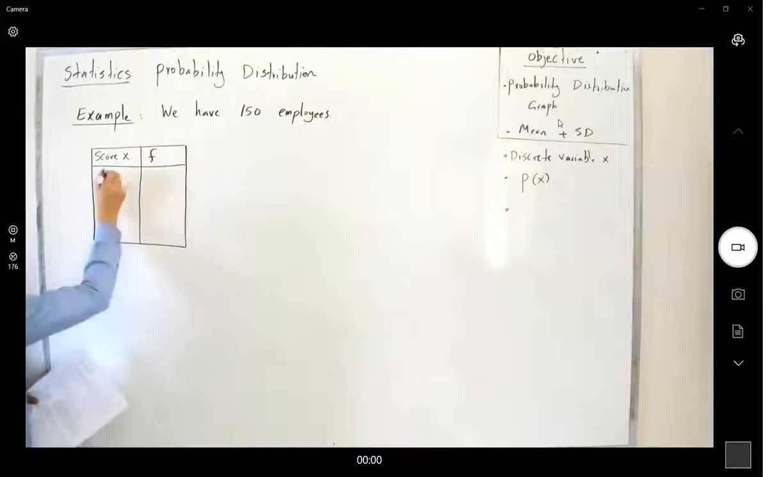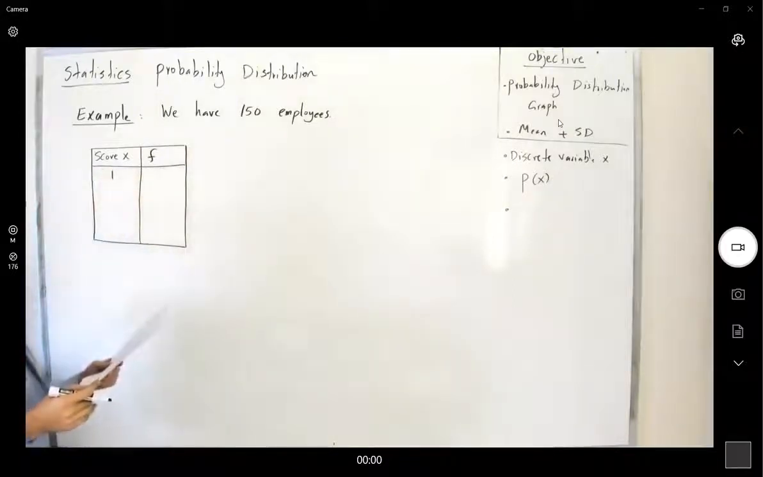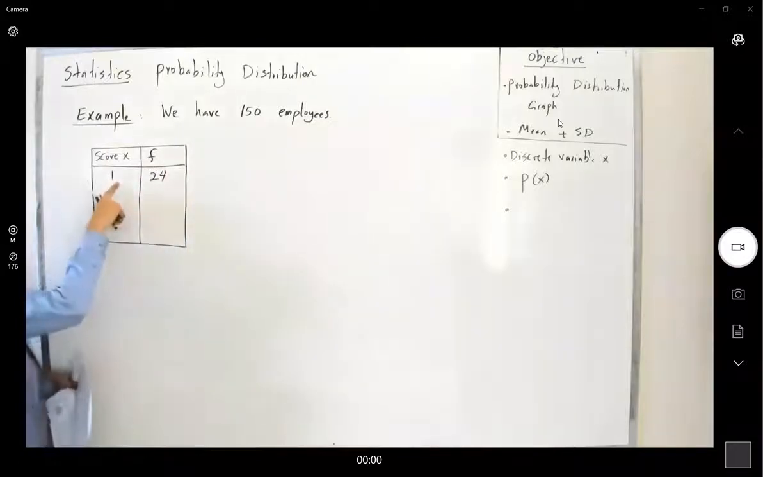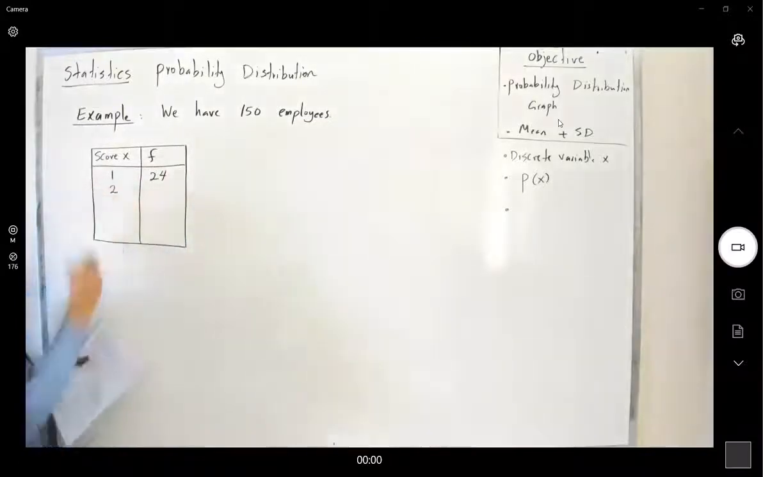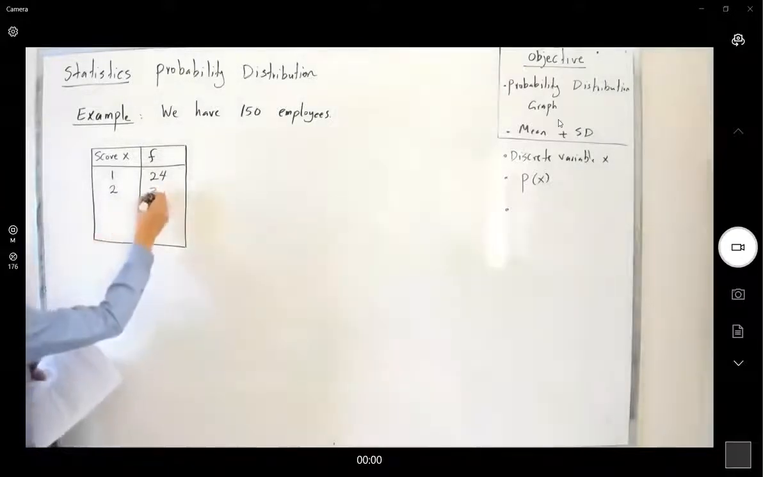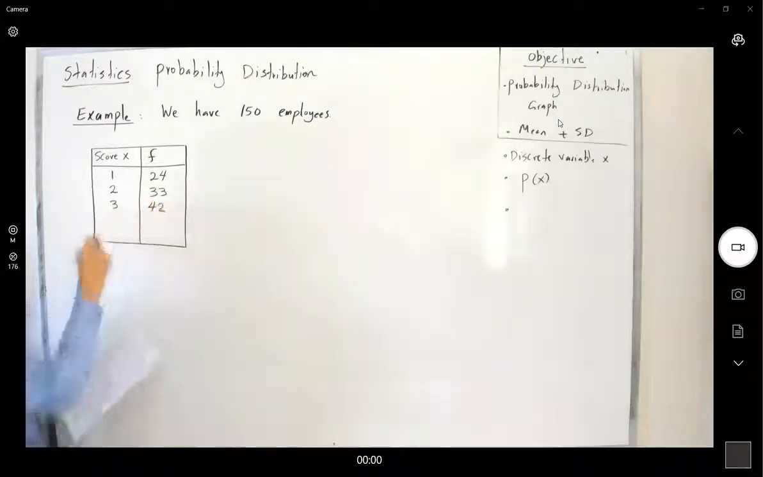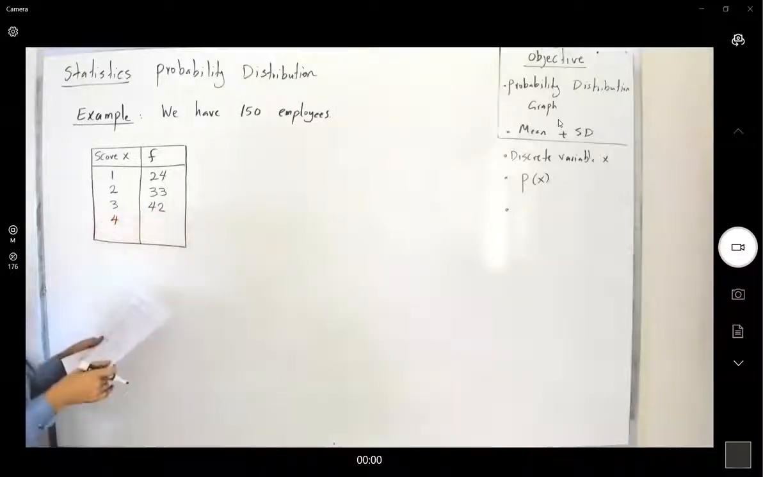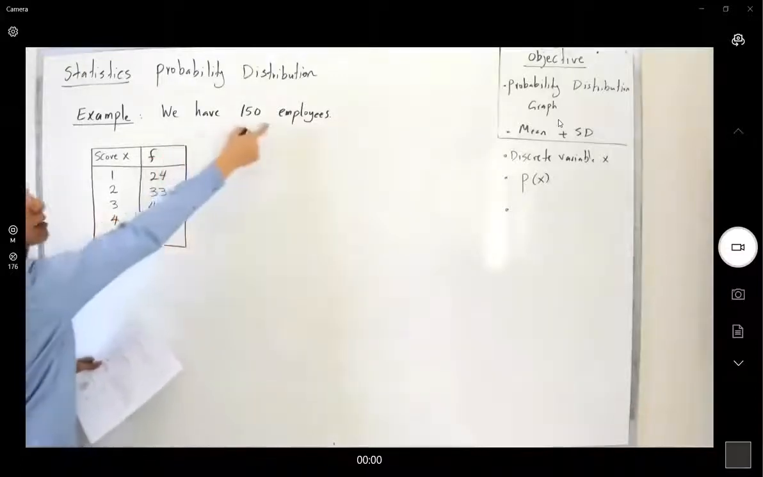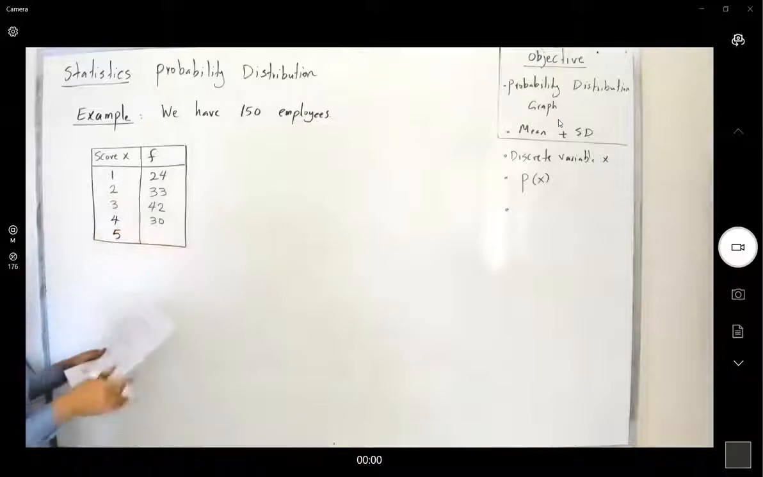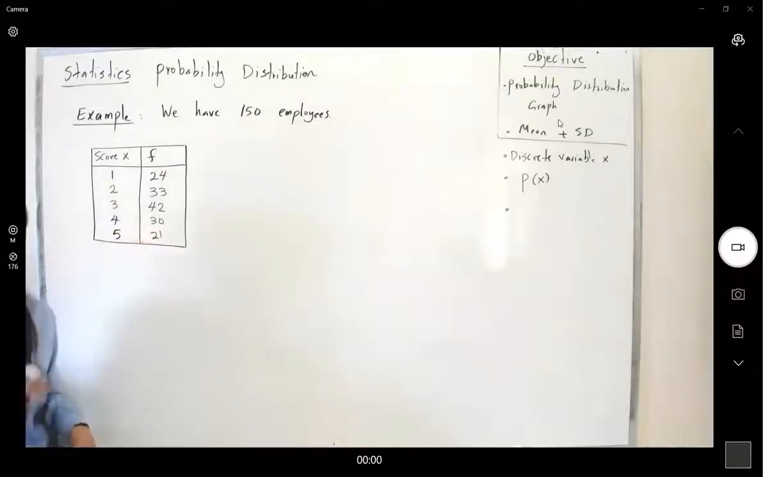So score 1, the meaning of score 1 is extremely passive. Score 1, how many? We have 24 employees who had score 1, the first trait. Score 2, how many? We have 33 employees. Score 3, 42 employees got score 3. Score 4, we have 30 employees. The frequency is related to the number of employees who got score 4. And finally, score 5, we have 21 employees with score 5. Okay, perfect.